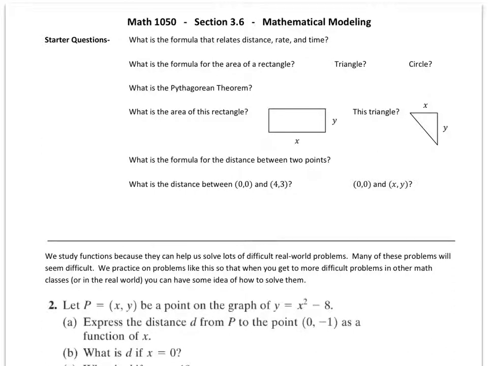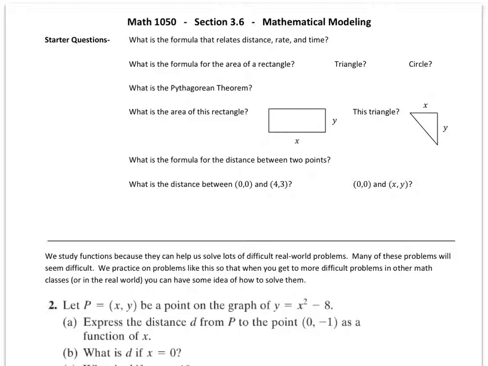With this class, when we're wrapping up a section right before an exam, we get word problems. So, sorry, but here we go. These ones actually shouldn't be too bad. All right, so what's a formula? Let's get our starters done because you're going to need these.